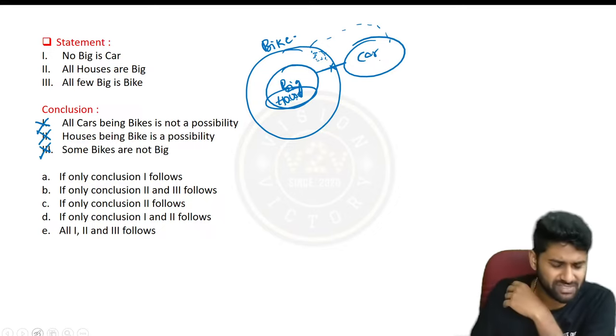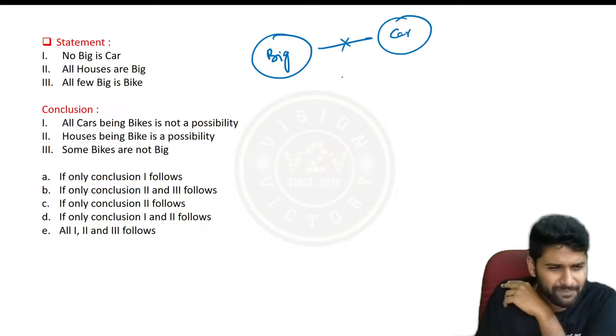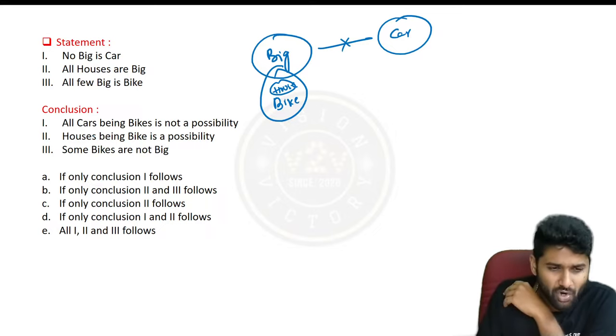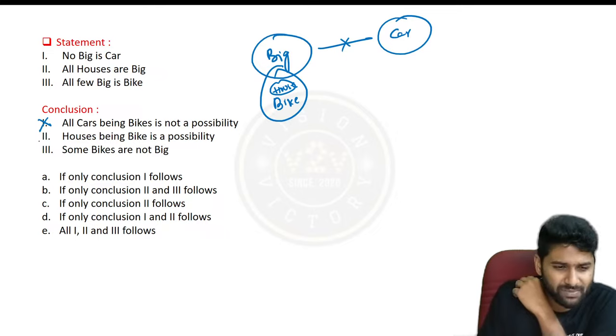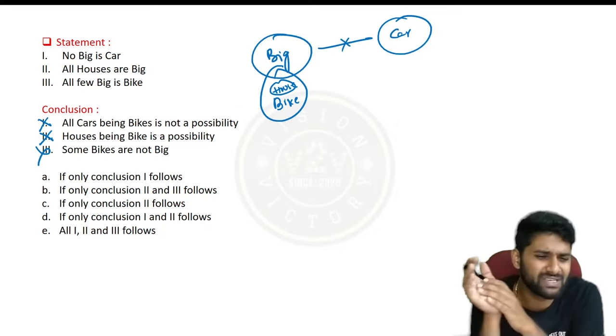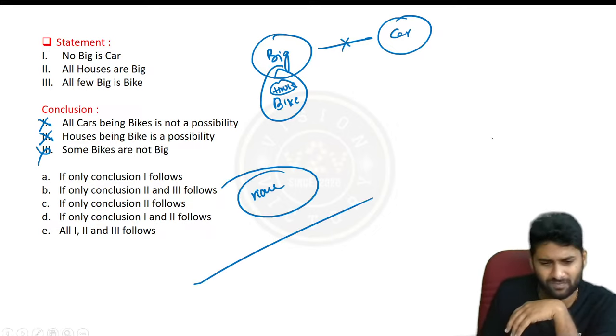Let's repeat once again. No big is car. All house are big. Few big is bike. All cars being bikes is a possibility. Second one, house being bike is a possibility. All houses being bikes is also invalid. Some bikes are not big, it's invalid, guys. If you consider, for example, few big is a bike, anyway it's a neither-nor. None of the conclusions is false. None is the correct answer.